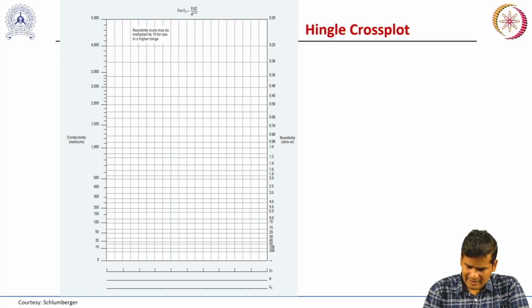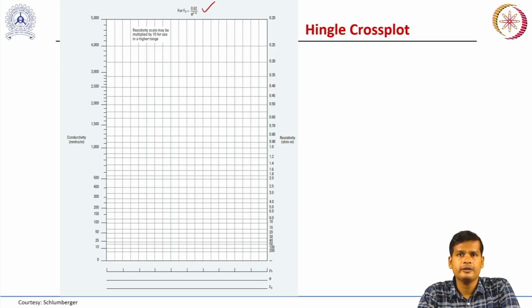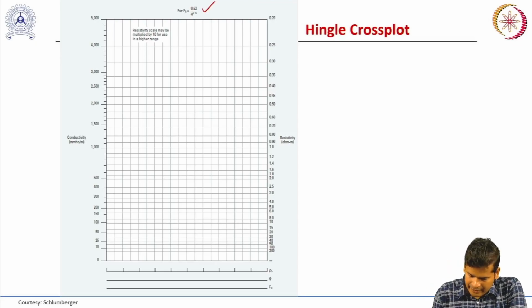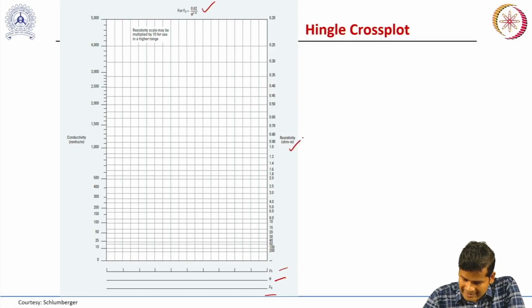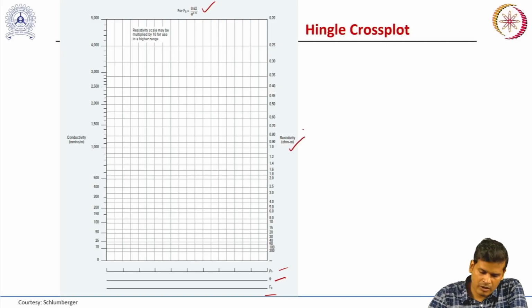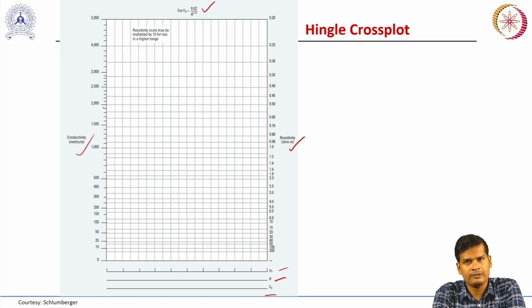Now you can see this is already scaled in terms of F r is equal to 0.62 divided by phi raised to the power 2.15. That means I can use the F also for plotting, I can use phi also for plotting, or I can use the rho b data also for plotting. On the y-axis I can directly input the resistivity values, or it is also scaled in terms of conductivity values.